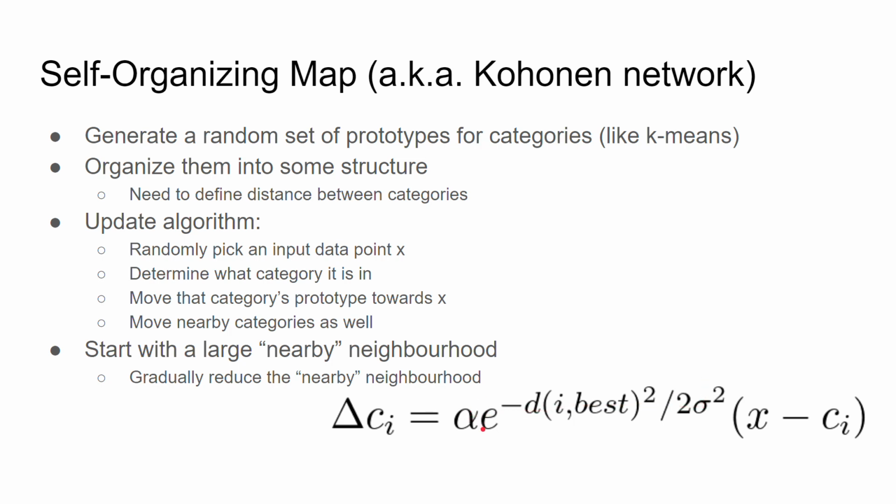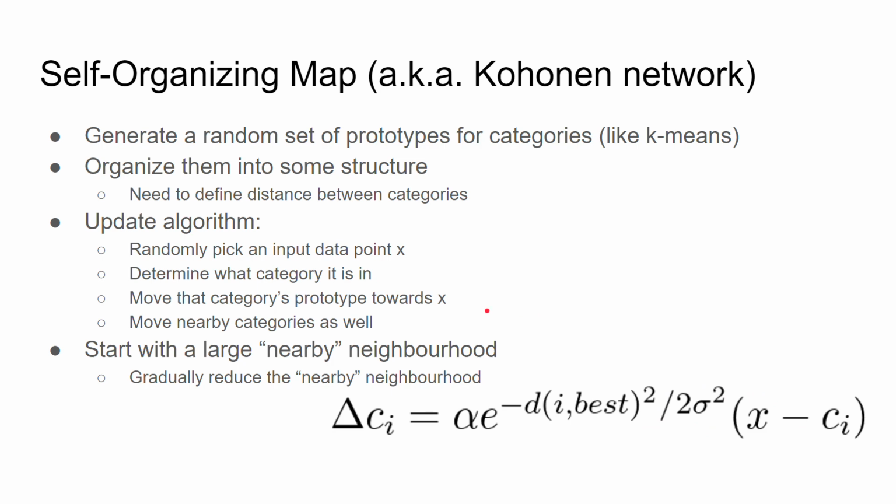So this is the Gaussian equation. If i is the category that I'm best at, the distance between the best and itself is 0. e to the 0 is 1. This all turns into 1. For every other category, it's going to be some value that is less than 1. So other points are going to get slowly moved. And then we start sigma at a large value, and then we gradually decrease it.